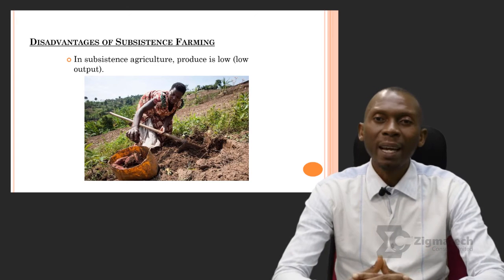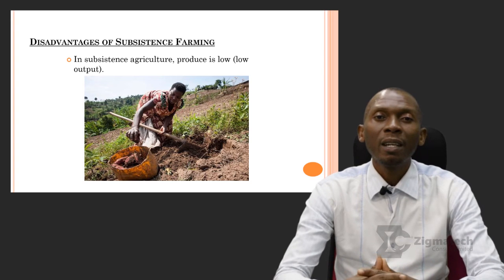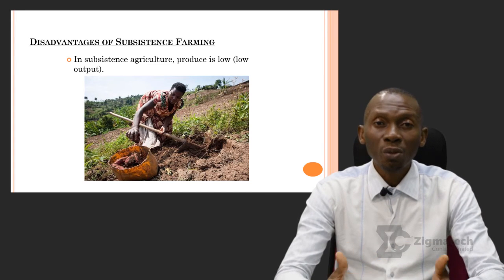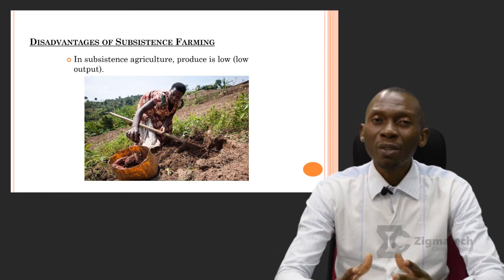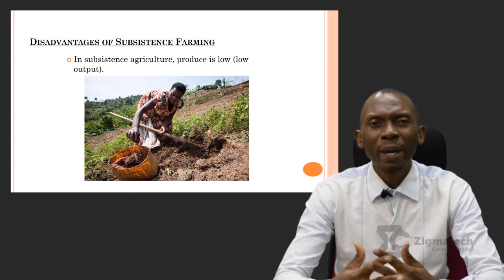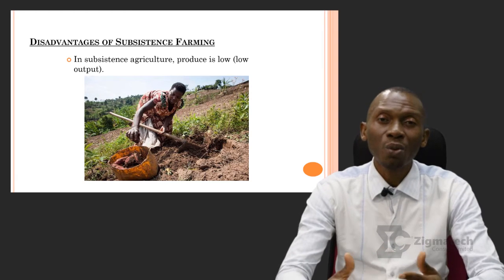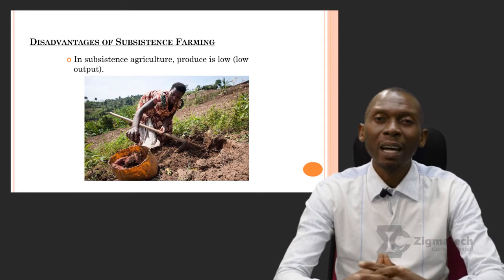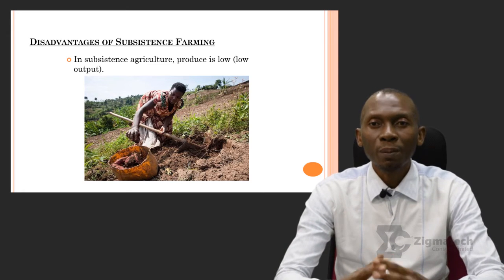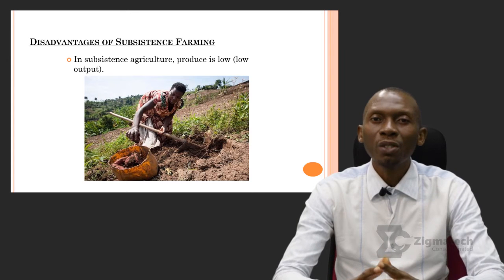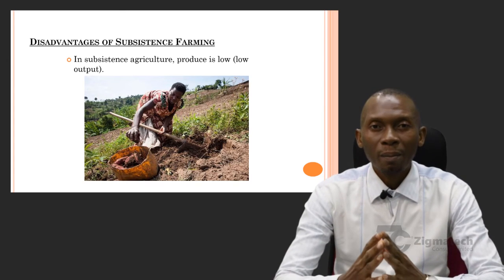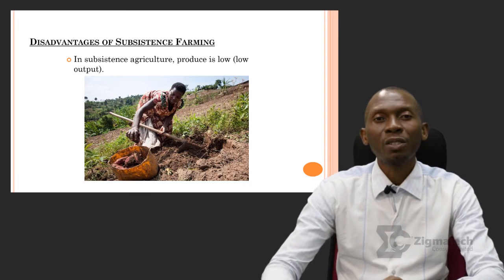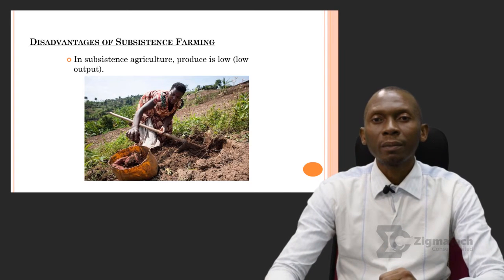And what's the reason behind this? Remember, subsistence agriculture involves a small piece of land. It involves the use of crude tools and equipment or implements. It also does not make use of chemicals which help to control pests and diseases and to control weeds. So all of these in turn will affect the output gotten from subsistence farming. So the output is usually low as a result of those factors I just mentioned earlier.